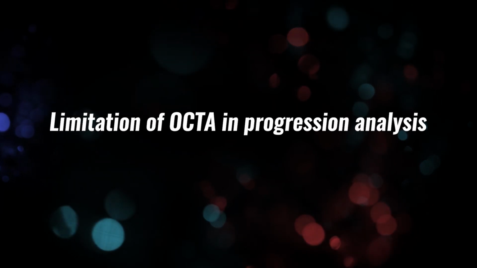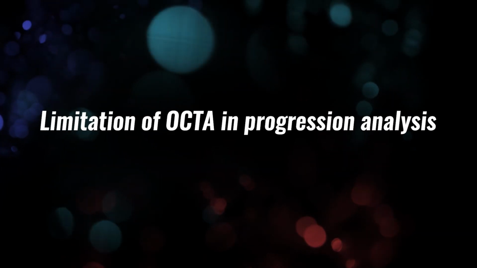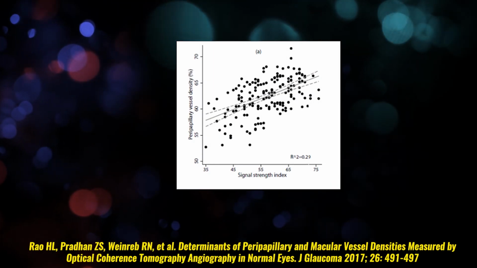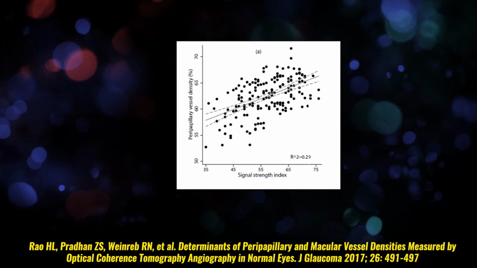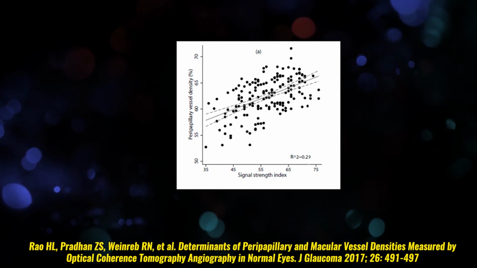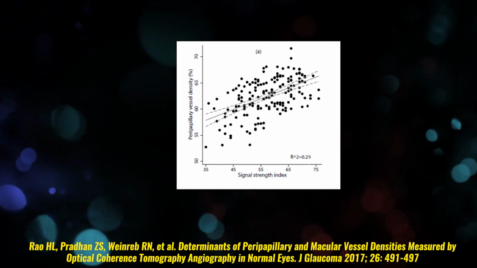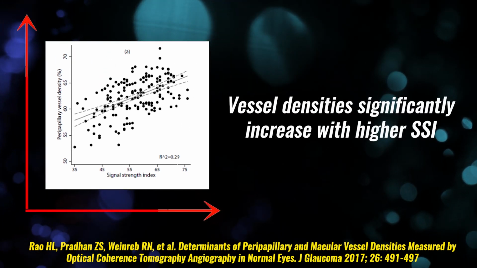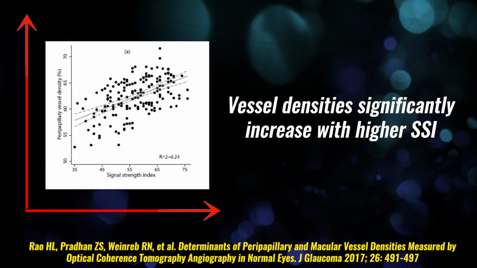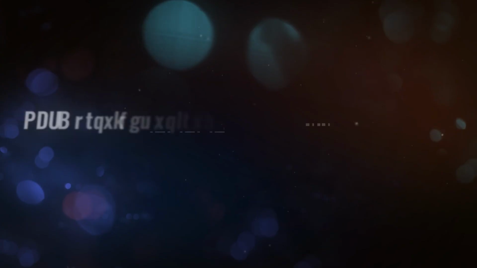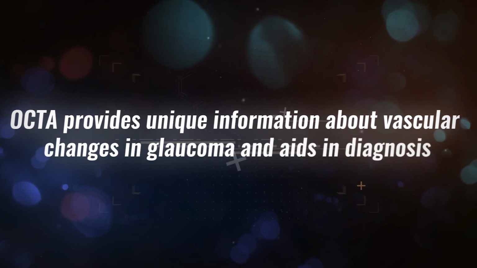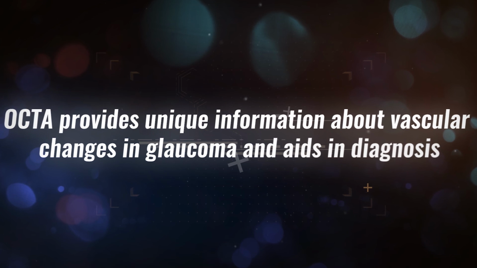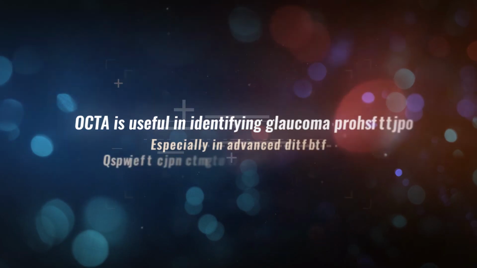What is the main limitation of OCTA in progression analysis? When analyzing OCTA scans serially, one must account for changes in signal strength index. Vessel density is significantly greater in scans with higher signal strength index, and this must be factored into any longitudinal analysis. To conclude, OCT angiography provides unique information about vascular changes in glaucoma and aids in its diagnosis.